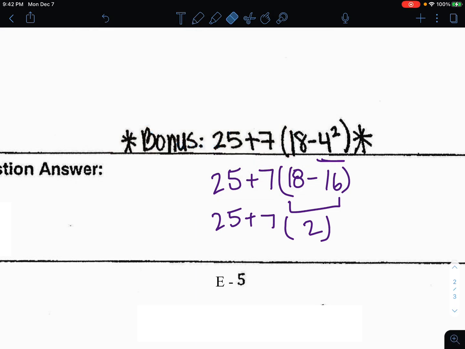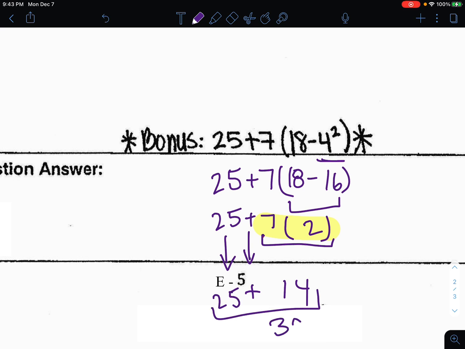So this right here, well, let me show you. This right here, 7 parentheses 2, that is a multiplication problem. It's 7 times 2. So that's actually our next thing. 7 times 2 trumps the adding. So 7 times 2 is 14. Let me write it below so that it doesn't have that line. Bring down everything else. Bring down the plus. Bring down the 25. So now I have 25 plus 14, 25, 35, 39 is our answer.